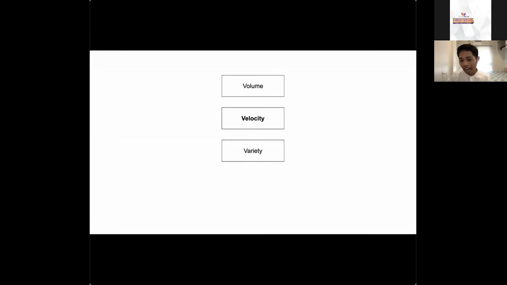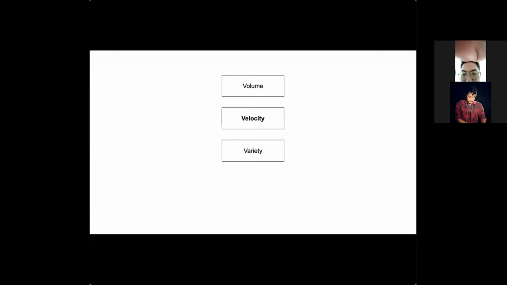Velocity, on the other hand, is how fast we produce, store, and process this data. There is a theory in computer engineering, so shout out to computer engineers out there, called Moore's Law. So Moore's Law is the observation that the number of transistors in a dense integrated circuit doubles about every 2 years. So what does it mean? It means that our computers are getting 8 times faster every year.